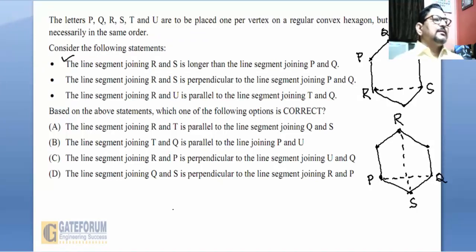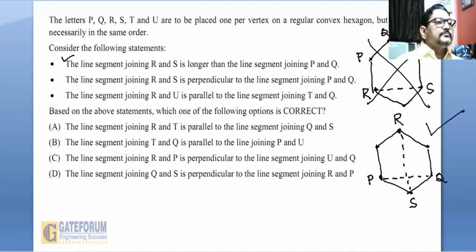Now the next one. The line segment joining R and S is perpendicular to the line segment joining P and Q. But in this diagram, that is not happening. So this diagram gets cancelled. But here, as you can see, this is perfectly all right. It is perpendicular. So this diagram stays.